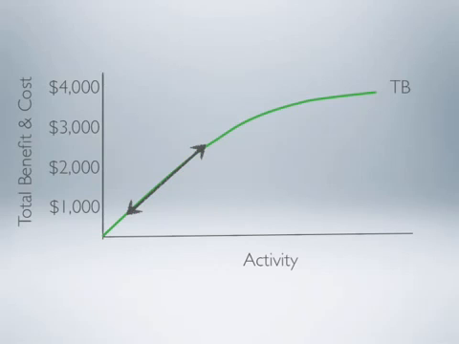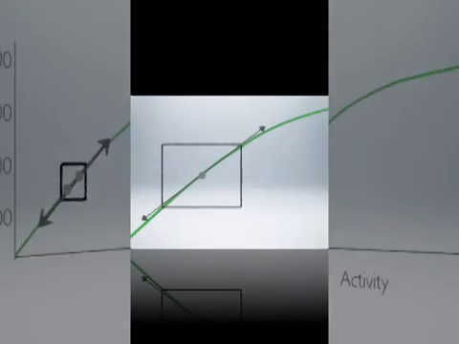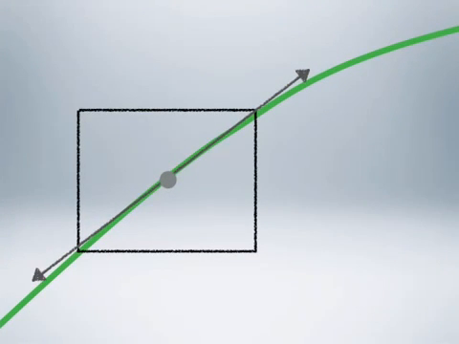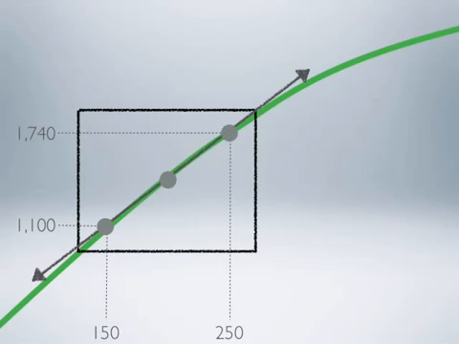Just like the motorcycle, the slope of the line changes along the line. And if we want to determine the slope, we have to zoom in on one particular point of the curve. So if we zoom in, right on that curve, it looks like this. We're zoomed in real tight now. The first point's x value, or the activity, is 150. The benefit's 1100. The second point is 250 and 1740.